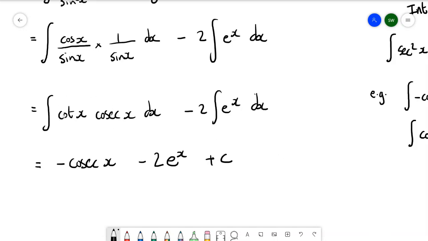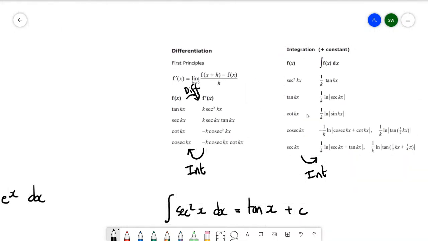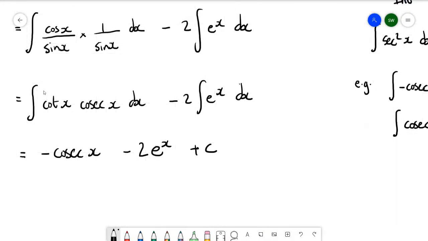If you forgot what the integral of cot x cosec x is in the exam, you've actually got that in your formula book. It's not in the integration section, but it does appear in the differentiation section. You can see that if you're integrating minus cosec x cot x, then you get cosec x. So we're integrating positive cosec x cot x, so we're going to get minus cosec x. Another way of thinking about it is what function differentiates to cot x cosec x. Well, we need a minus cosec x to ensure that when we differentiate this, we get positive cot x cosec x.